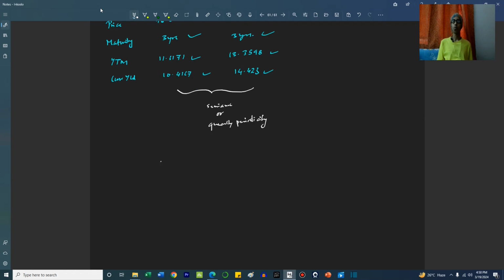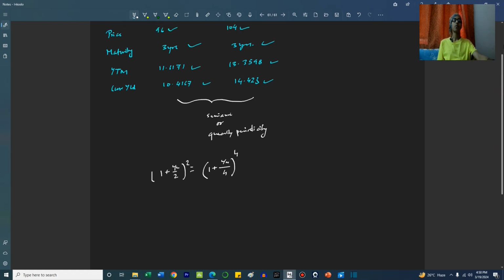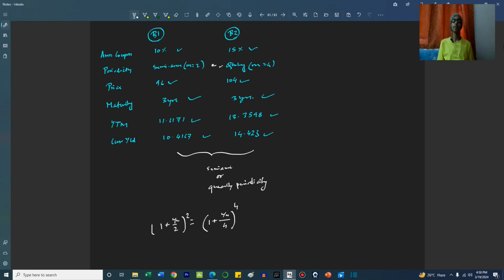So, we already know 1 plus y2 by 2 whole square is equal to 1 plus y4 by 4 whole to the power 4. We already know y4 here, right? That is the yield which is compounded quarterly. We already know that. This is the yield. So, this implies 1 plus y2 by 2 square, this is for B2. We are converting it to m is equal to 2.